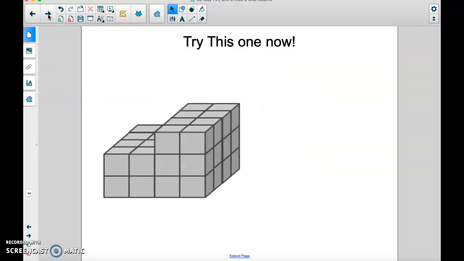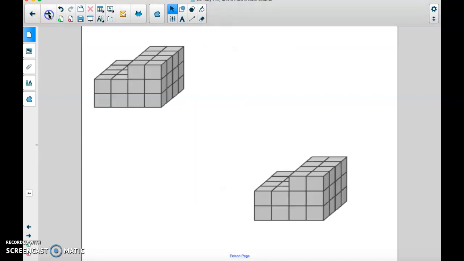So now let's go on and try this one again. Hit the pause button, solve it however you need to. Remember, break it into its own parts. Find the total volume here. So again, two ways I thought about this one, very similar to last time.